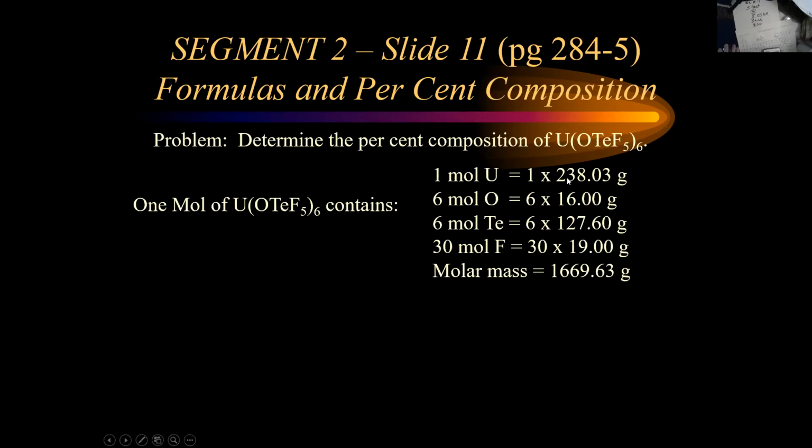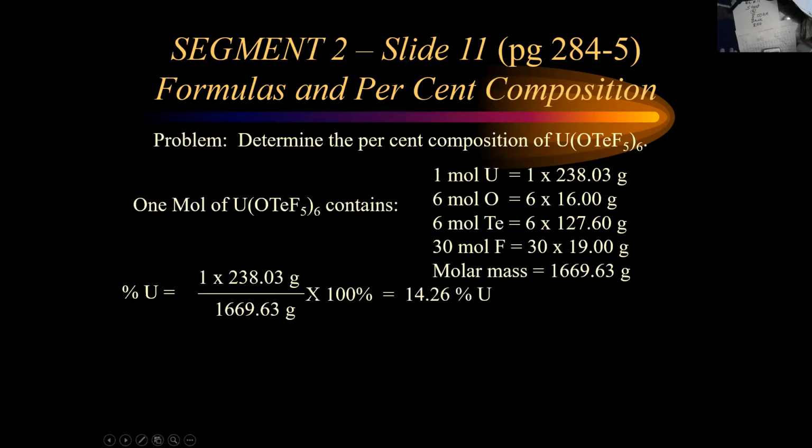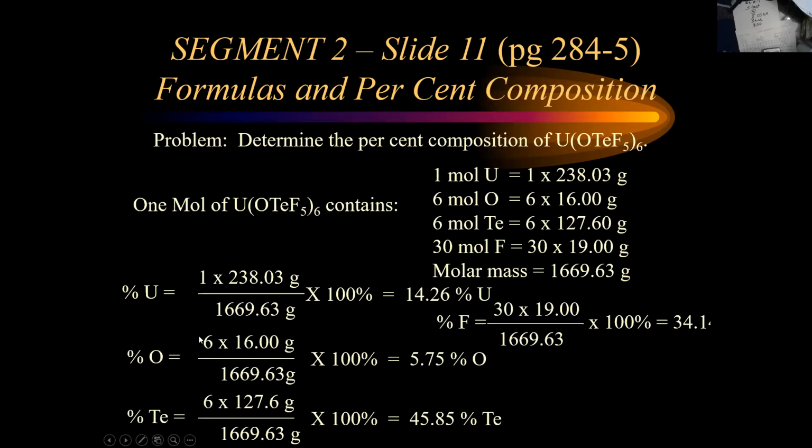And the atomic weight of uranium is 238.03. The atomic weight of oxygen is 16. Tellurium, if you can find it on the chart, is 127.6. And 30 times fluorine is this. It's a big molar mass, 1669.63, but we don't care what the numbers are. It doesn't matter. It's all the same thing. You take the little number, divide by the big number, multiply by 100. That's what they told me to do in 3rd grade. And we get the other numbers the same way. And then if you add them all up, they should add to be 100, and they will.